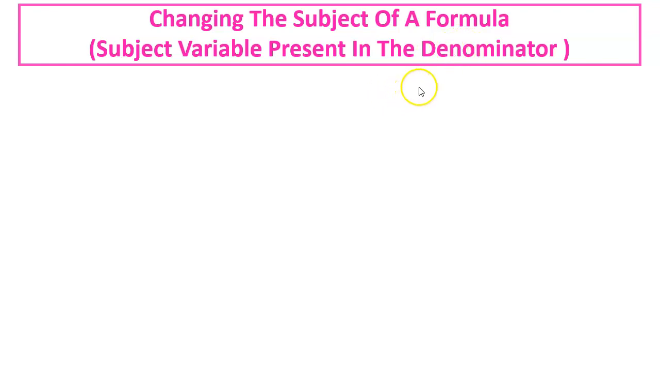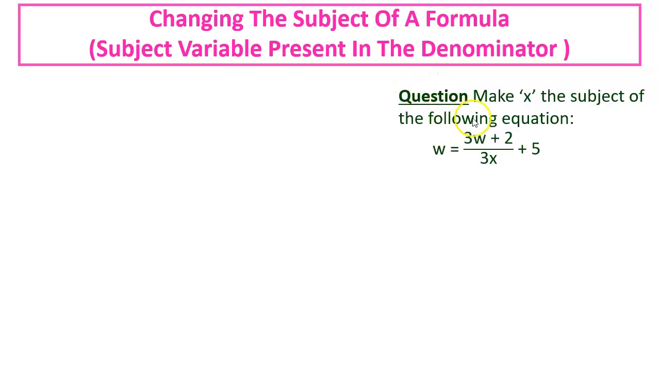First of all, let us look at the given question. Make x the subject of the following equation. It is w equal to 3w plus 2 over 3x plus 5. X has to be made the subject of the equation and x is in the denominator. So coming to the rules.